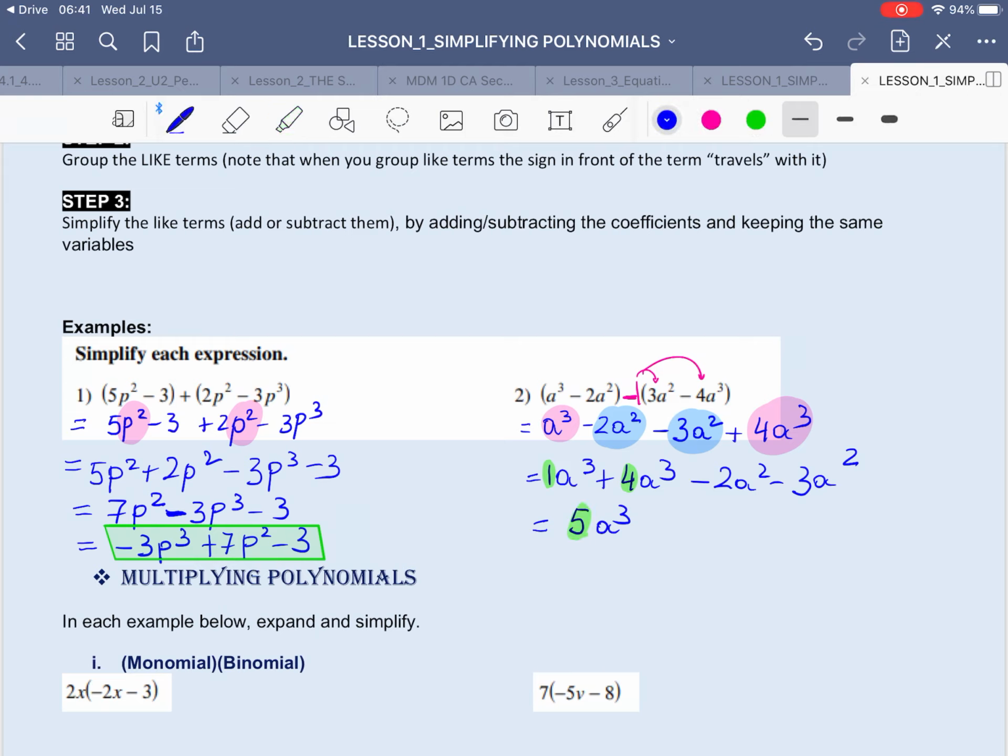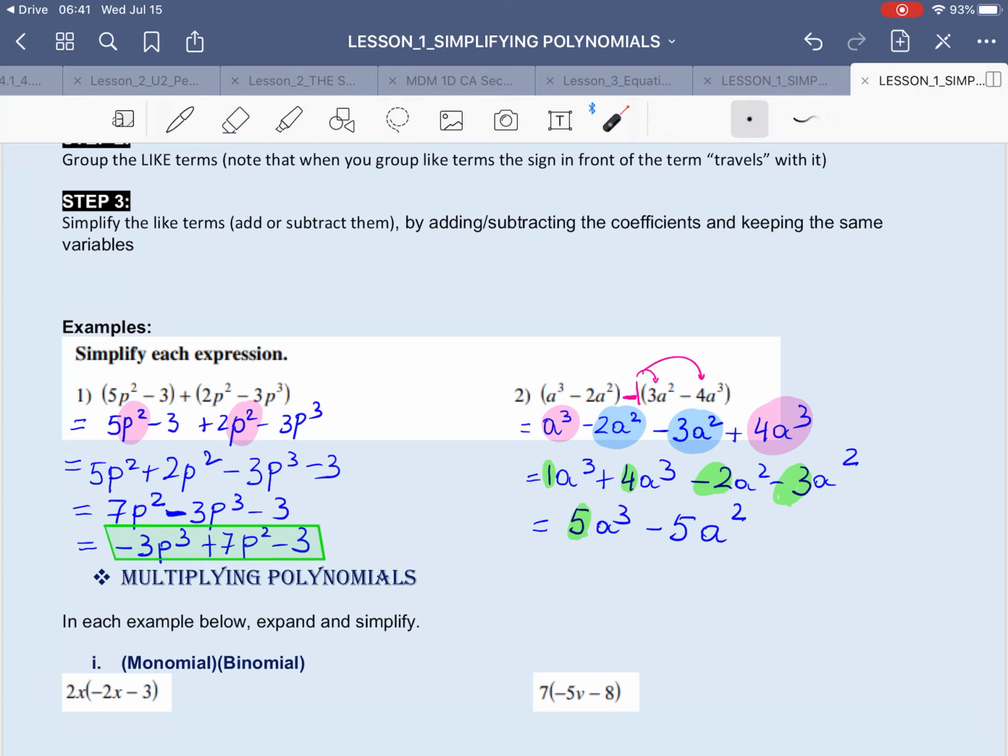For the next two terms, we have a similar situation. So we have a squared terms, and we operate only with the coefficients, which means we're taking negative 2a and negative 3a. So negative 2 minus 3 is negative 5, and we're leaving a squared in there.